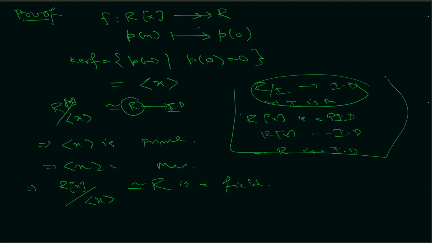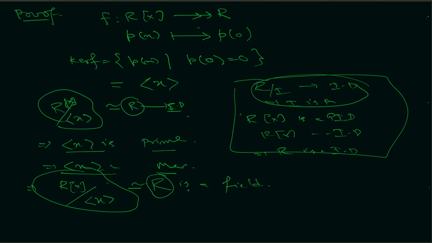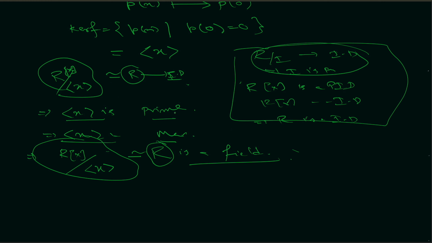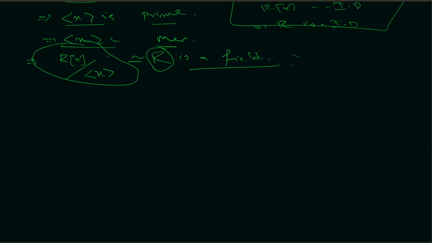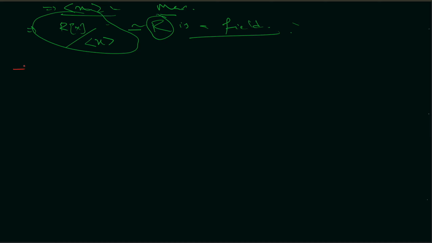So this is a key point. R[x] by the ideal generated by x is isomorphic to an integral domain. That means this is a prime ideal. This means that it is a maximal ideal because you are in a PID. So R[x] by x is isomorphic to R. This is a field, right? I think I am clear. So now let me, so what we actually know is that F is a field.